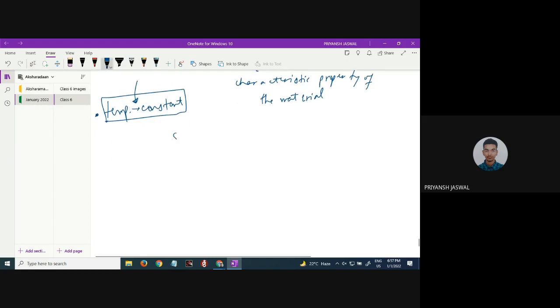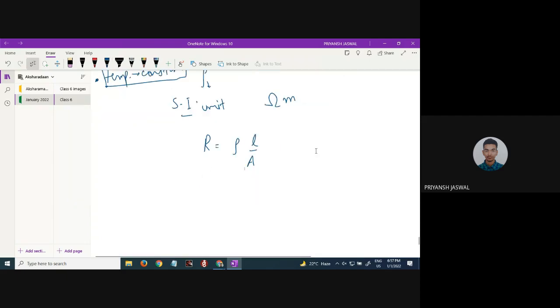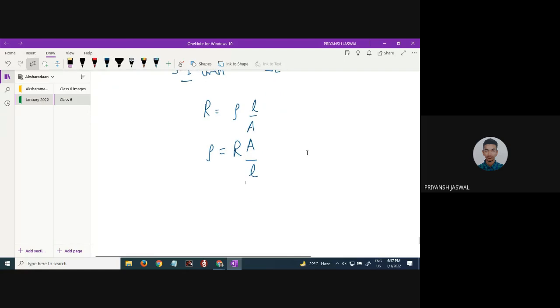The SI unit of this quantity, electrical resistivity, is ohm meter. It's easy to find. We know R is equal to rho times L by A. So from here, rho is R times A, with A going to the other side up and L going down. The unit for resistance is ohm. Area is basically length into length, so it is square meter. For length it is meter, so one meter cancels here, and we are left with ohm meter. So these are the units for resistivity.